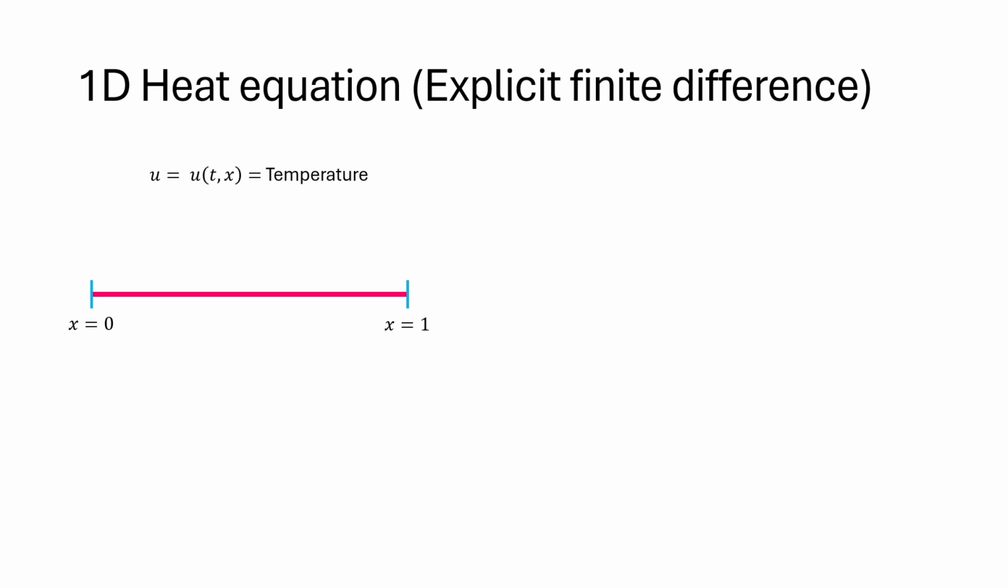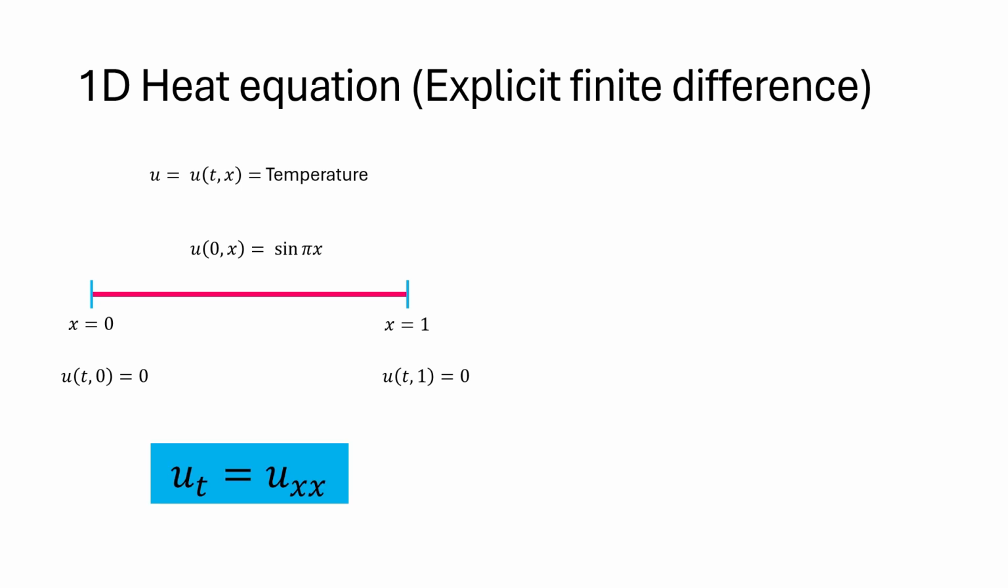We assume that we know the temperature at time t equals 0, which is the initial condition. And we also know that at both endpoints, the temperature remains fixed at 0 for all values of t. These are our boundary conditions. Now we can study the heat transfer or diffusion process on the rod by solving the one-dimensional heat equation.